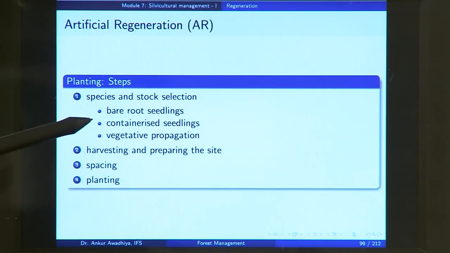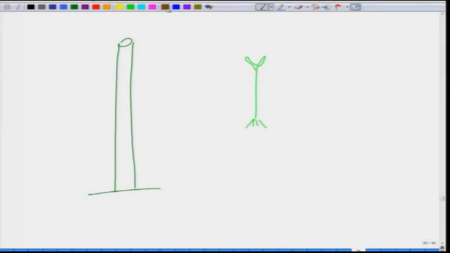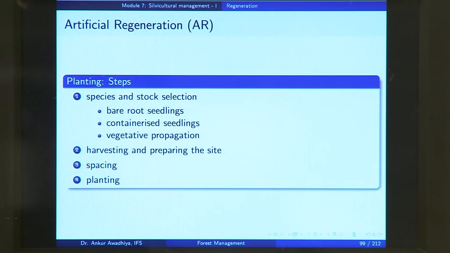Or you can go with containerized seedlings. In the case of a containerized seedling, you will have this seedling, but it will also come with some amount of soil around the roots, and this will typically be in the form of a container. So, you have this container that has the soil, and in this container you have your seedling. So, you can go for a containerized seedling, or you can go with vegetative propagation.